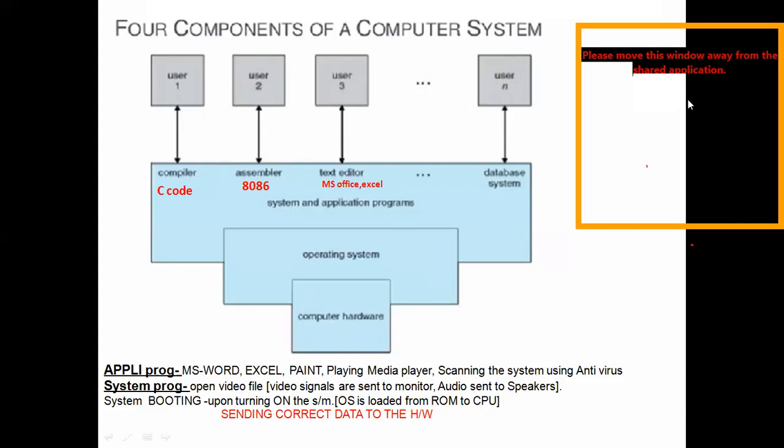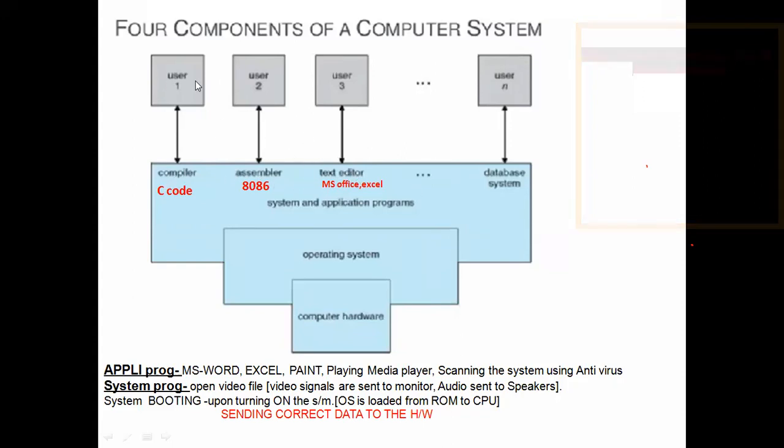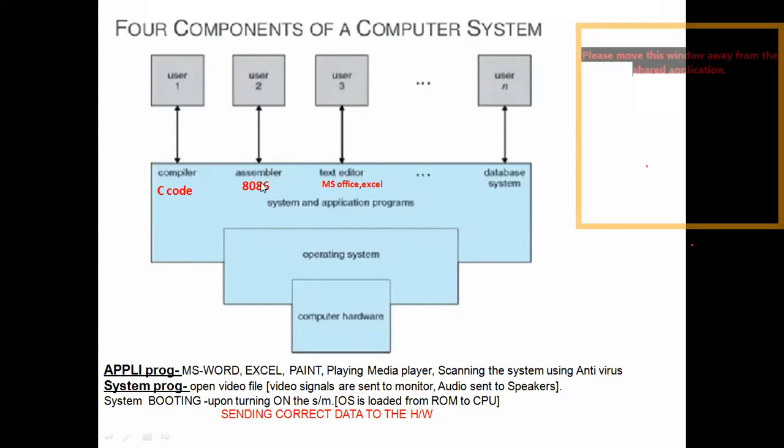Likewise, I can find n number of users here, where each and every user is using various application programs. So for example, user one is dealing with C code, user two is dealing with assembly level coding, for example 8085, 8086 programming, etc. And user three is dealing with Microsoft Word, Microsoft Office, Excel, etc. Okay. And we have something called system and application programs, like this being the second layer. And all these are examples of application programs. So for example, C code, or assembly code, or MS Office, and also the database system, where user N is dealing with the database system.